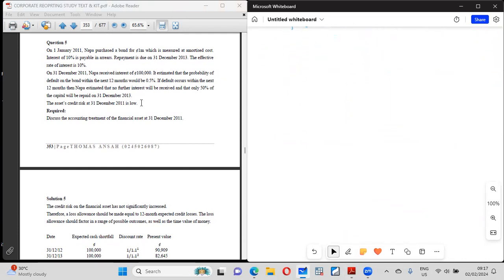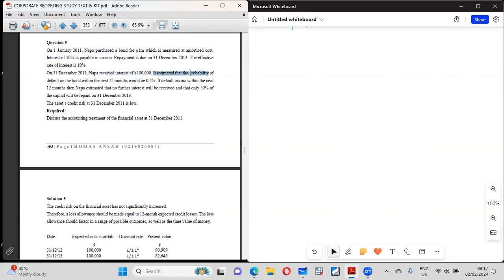So for example, it says that in January, NAPA purchased the bond for 1 million. It is measured at amortized cost, so there's a probability of it being impaired. The interest is 10% payable in arrears. Repayment is due on 31st December 2013. Effective rate is 10%. On 31st December 2011, the year end, NAPA received 100,000, that's the 10% on the 1 million.